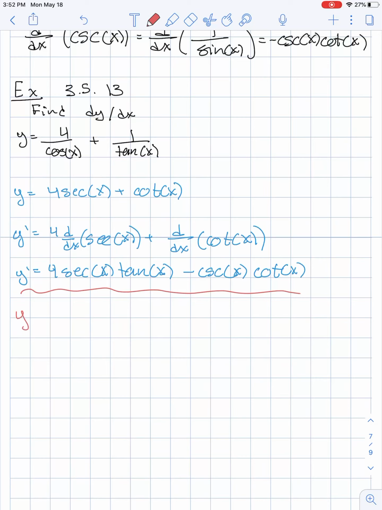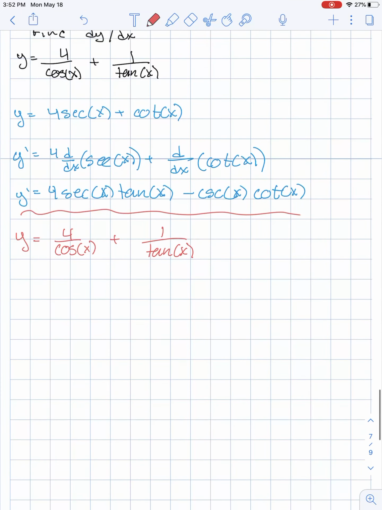So another way we could have done it is just left y as 4 over cosine of x plus 1 over tangent of x and done quotient rule. I don't suggest doing quotient rule when you just have a number in the numerator, because you can easily make whatever is in the denominator something to a negative power. And then it's just like 4 times something to the negative power. In this case, cosine to the negative power is secant. So that's my recommendation.